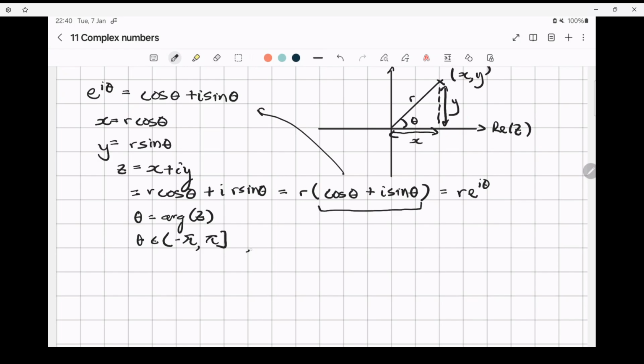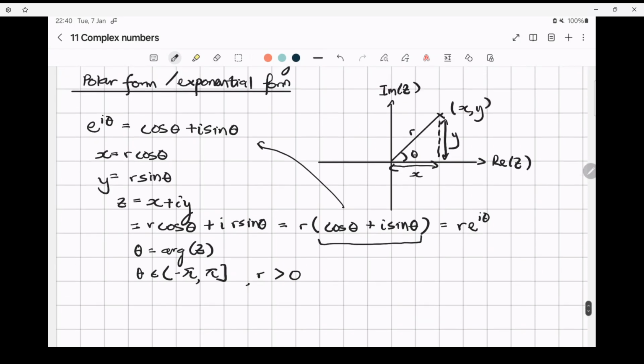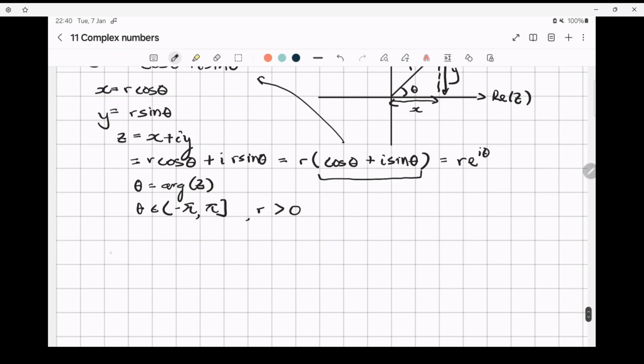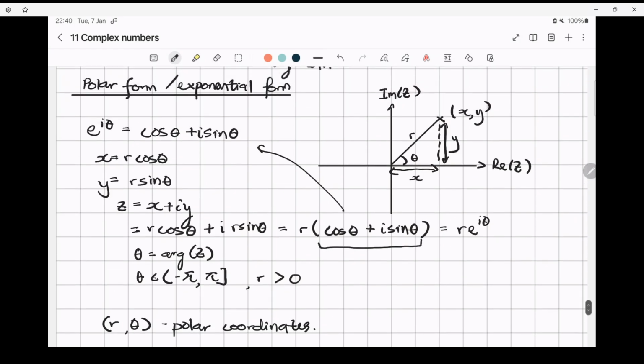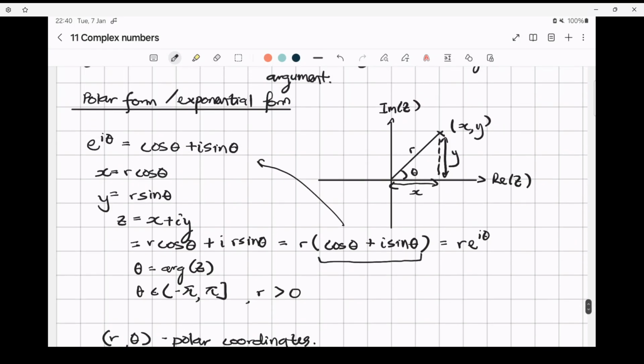And then your r has to be positive. So this is what we call the polar form or the exponential form. So now your r and theta are what we call the polar coordinates. So now let's do some exercises to convert from the usual x plus iy form into the polar form and so on.